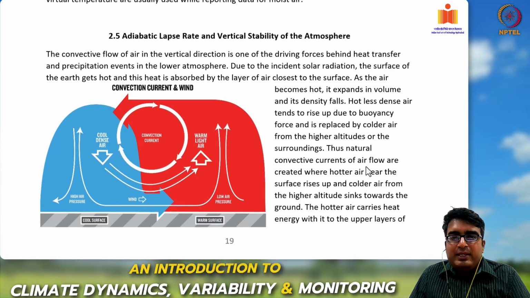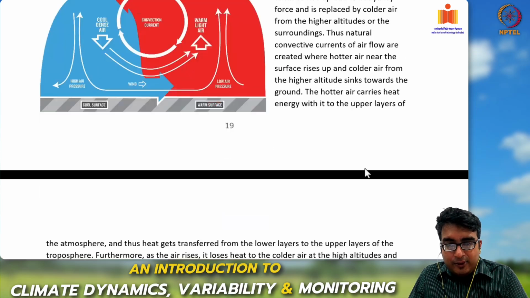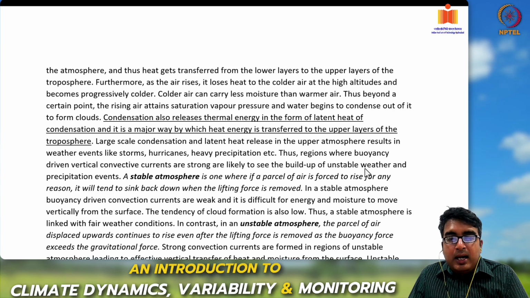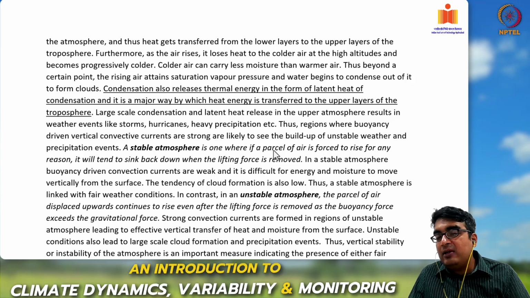In the previous class, we started our discussion on the concept of atmospheric stability and instability, and we defined the idea that an atmosphere is stable if large convection currents cannot arise within such an atmospheric condition, whereas an atmosphere is unstable if the conditions are such that you can have large vertical convection currents that can transport moisture from the surface to the upper atmosphere, where they can form cloud fronts, thunderstorms, etc. So in this context, a stable atmosphere is one where if a parcel of air is forced to rise for any reason, it will tend to sink back down when the lifting force is removed.